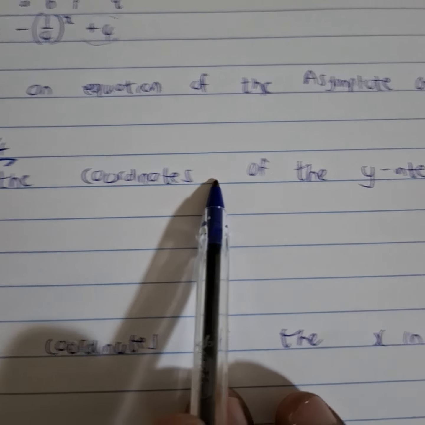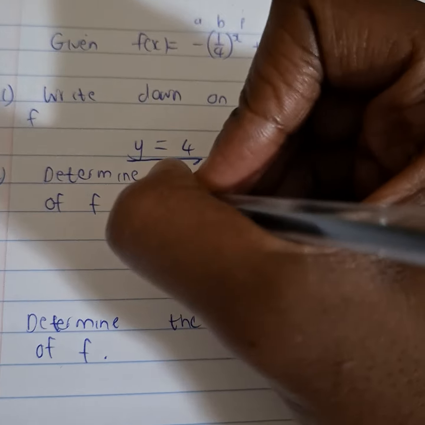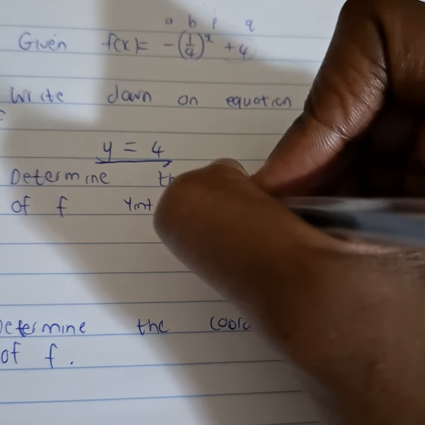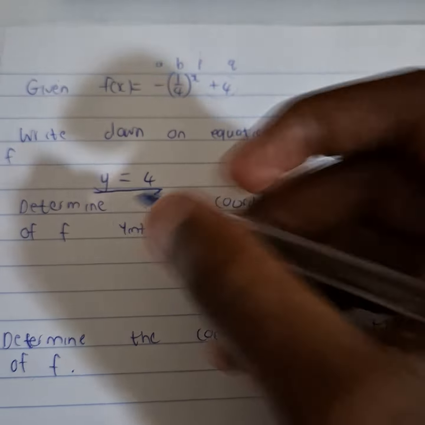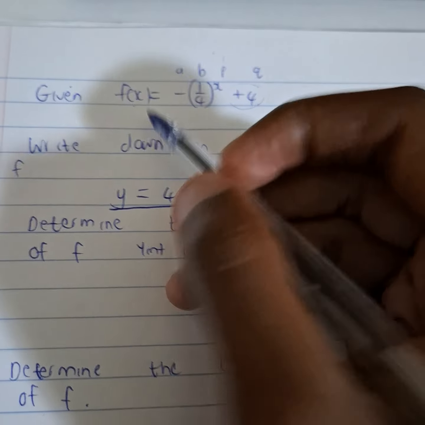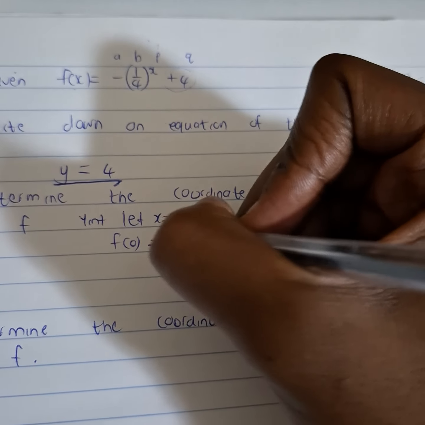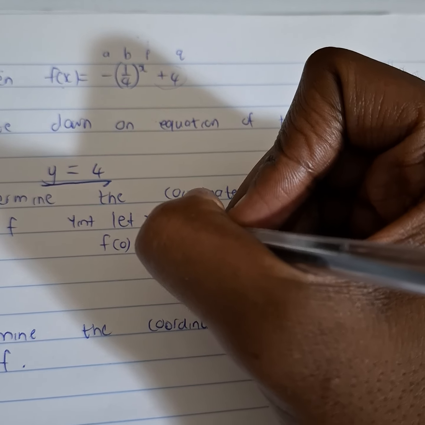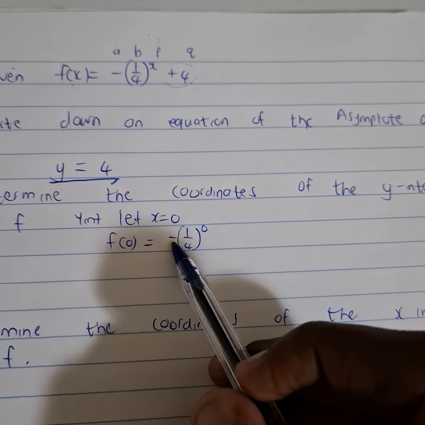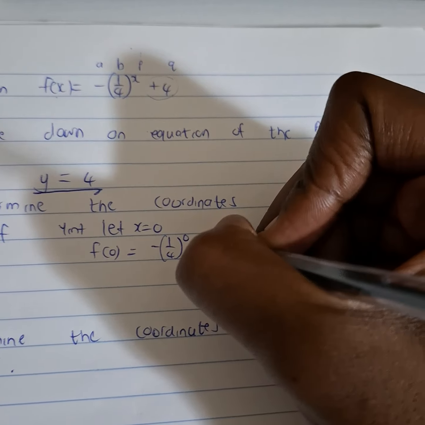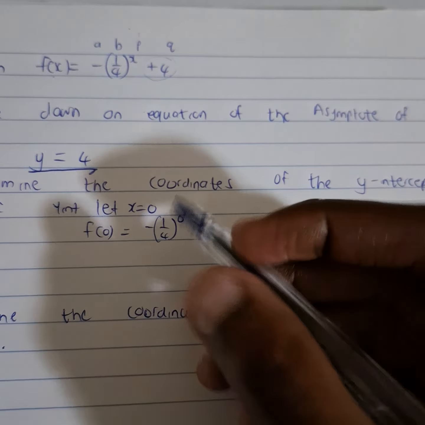Number 2, determine the coordinates of the y-intercept of f. Now for the y-intercept, we let x be equal to 0. Then remember, f of x stands for y. So f of 0 is equal to negative (1/4)^0, remember the bracket, the negative is outside the bracket, plus 4. Remember, the exponent is only applied to the fraction 1 over 4 and not the negative sign.